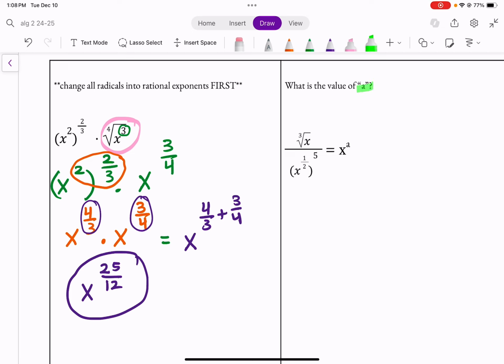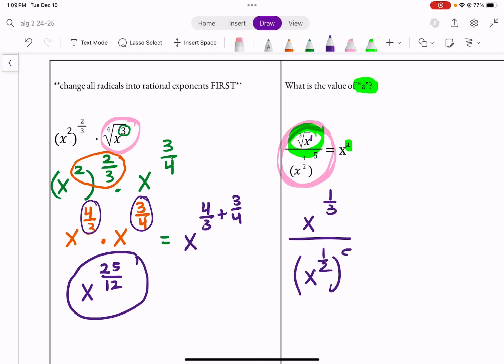This question is asking us, what is the value of a? A is the exponent. Essentially what it's saying is after you simplify all of this, what is the exponent that you get, okay? So again, first things first, I have to change the radical into a rational exponent. So remember, this has an invisible exponent of 1. So I can rewrite this as 1 over 3. And then I'm going to copy everything else down, okay? Now I want to get rid of my parentheses, so I'm going to multiply these together. When you do that, you're going to get 5 over 2.